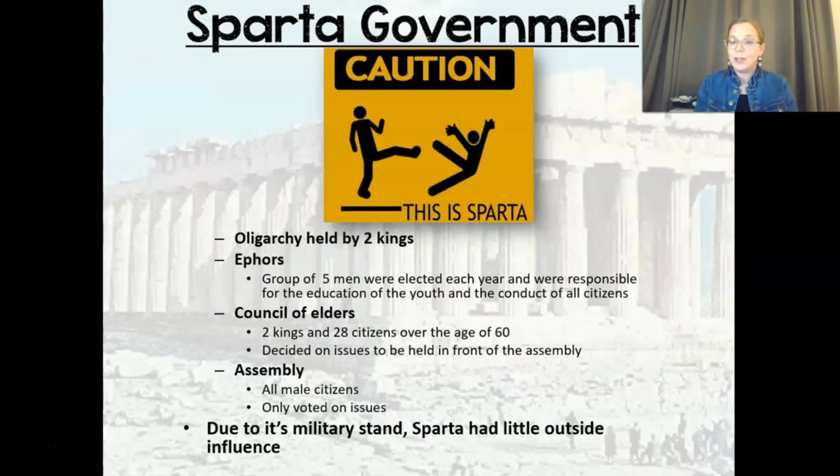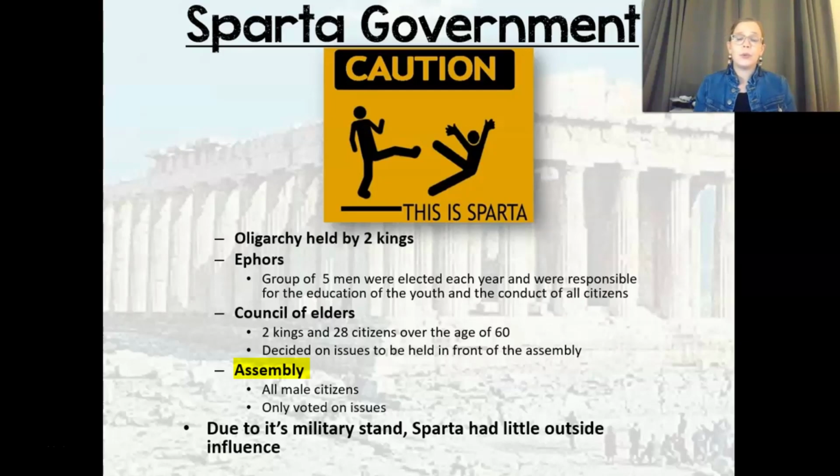Then you had a council of elders, and those guys were made up of the two kings and then 28 citizens that were older than 60. And they were the ones that decided what kind of issues were going to be brought forward to the assembly, which was all the male citizens in Sparta. And these were the only people that voted on major decisions in the government.